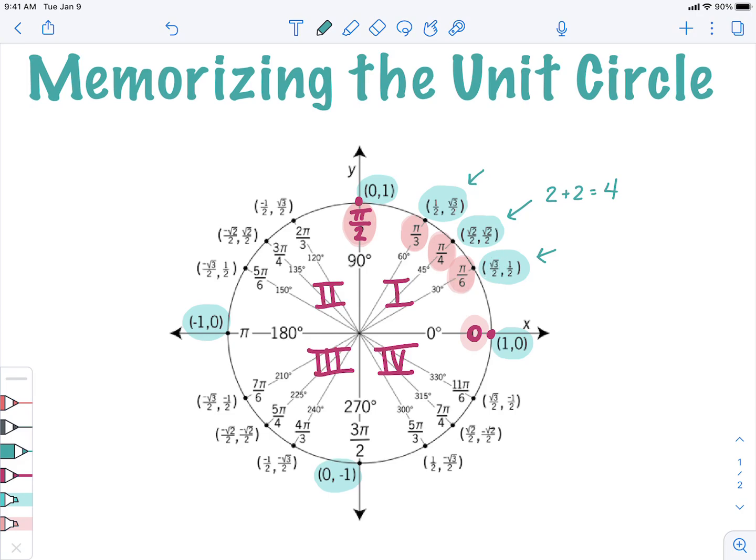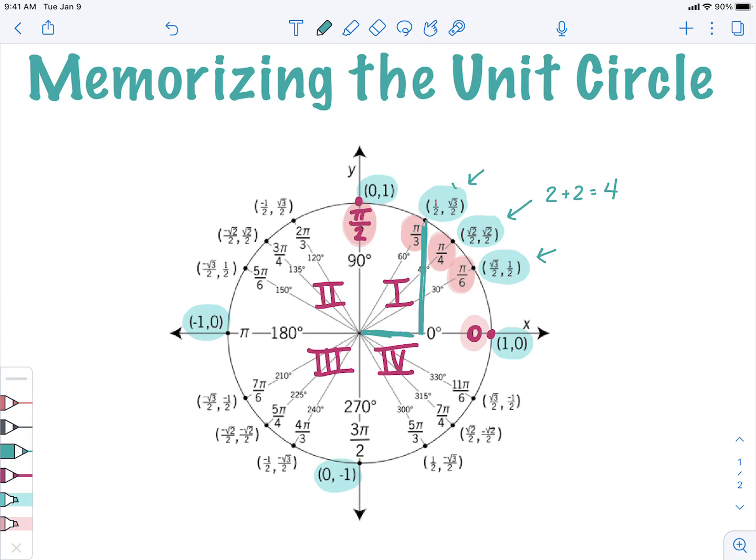Or you could recognize that root 3 is a little bit bigger than 1. And if I looked at this, my x distance for pi over 6 is bigger than my y distance, so I need the bigger number to be my x value because my x distance is bigger. Whereas when I'm talking about pi over 3, now my x distance is the smaller one and my y distance is the bigger one, so I need the bigger number to be my y.